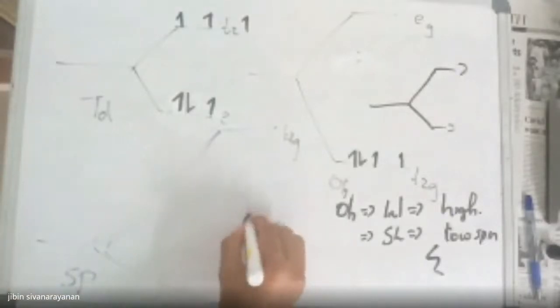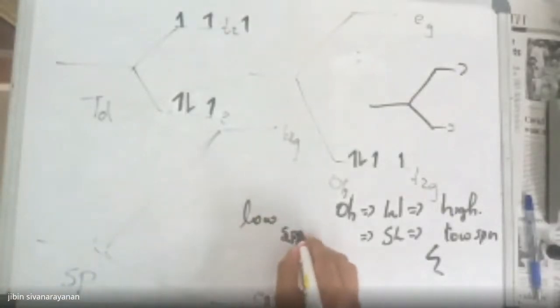So there are two possibilities. If a strong ligand like CN minus or CO comes, the fourth electron also gets paired because the splitting is very large. When we consider square planar complexes, they always form low spin complexes. No need to consider high spin, whatever the ligand. Whether it is weak or strong, if it is square planar in geometry, it always forms low spin complexes.